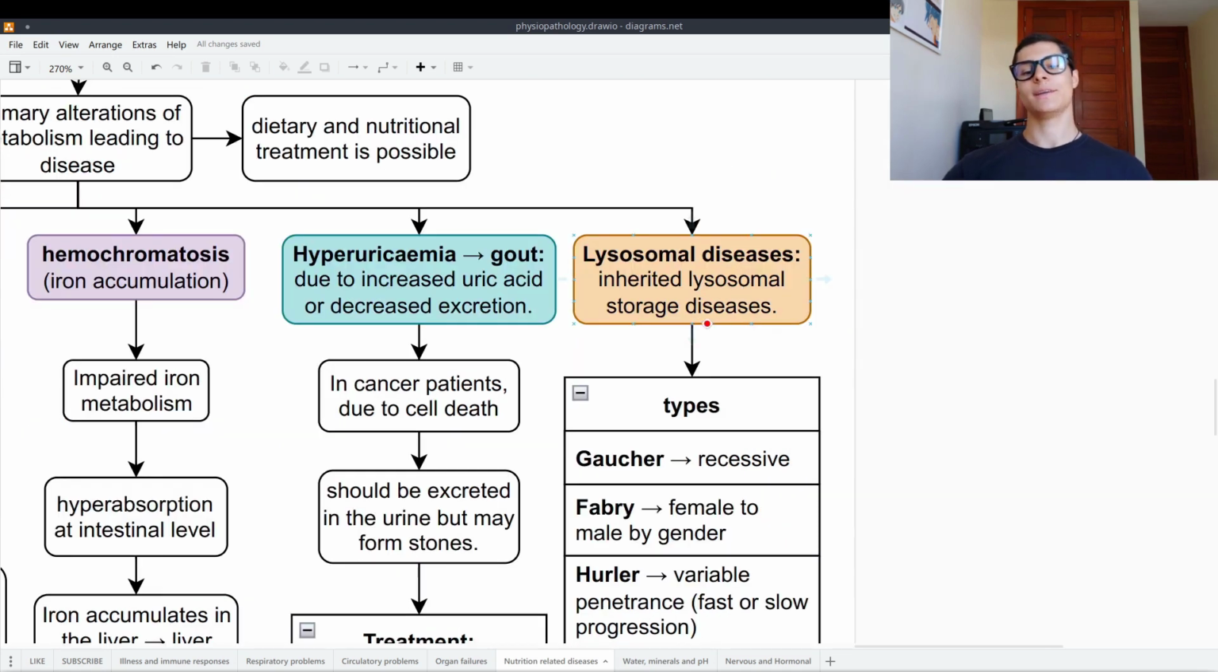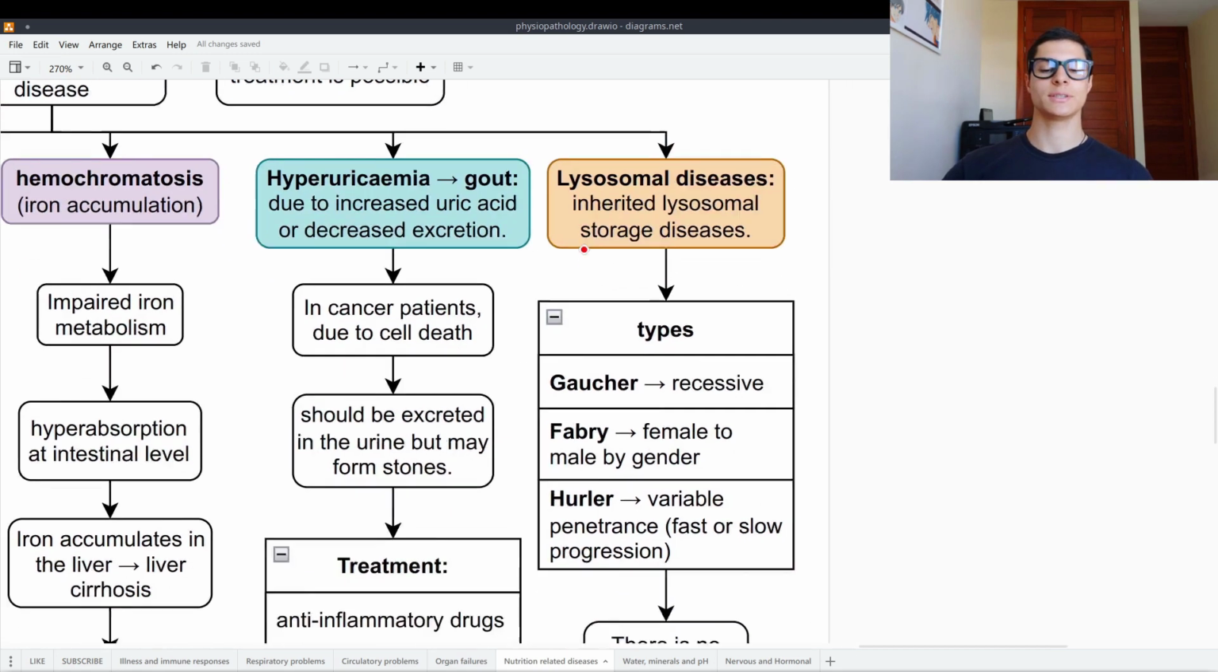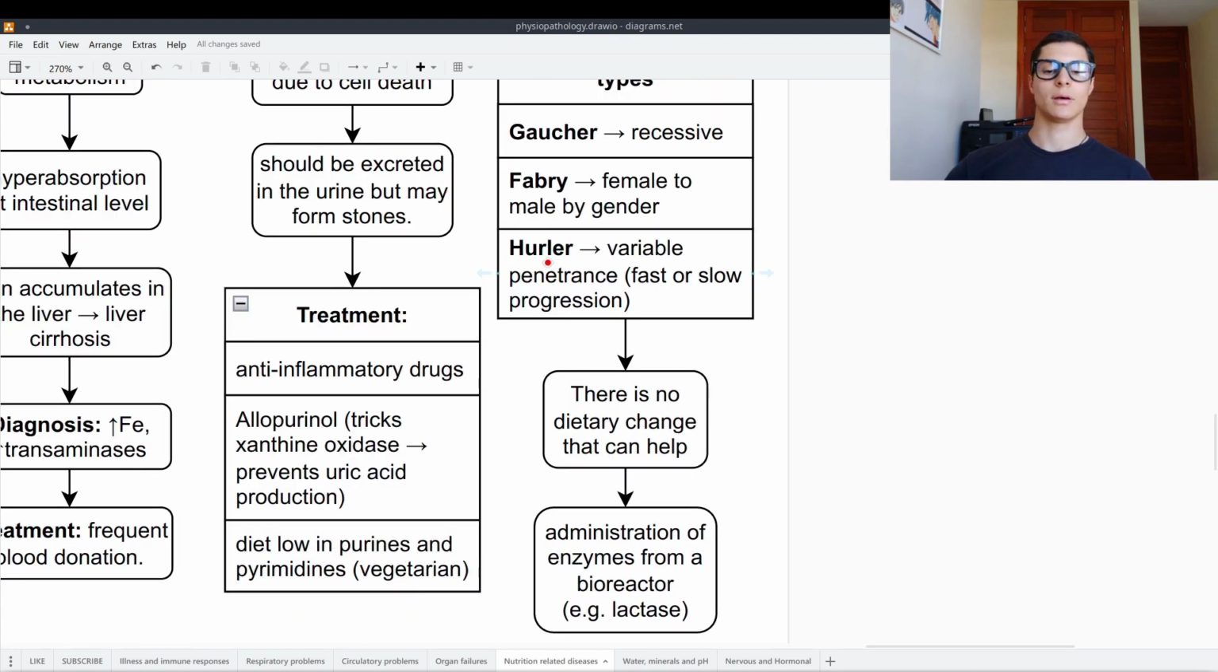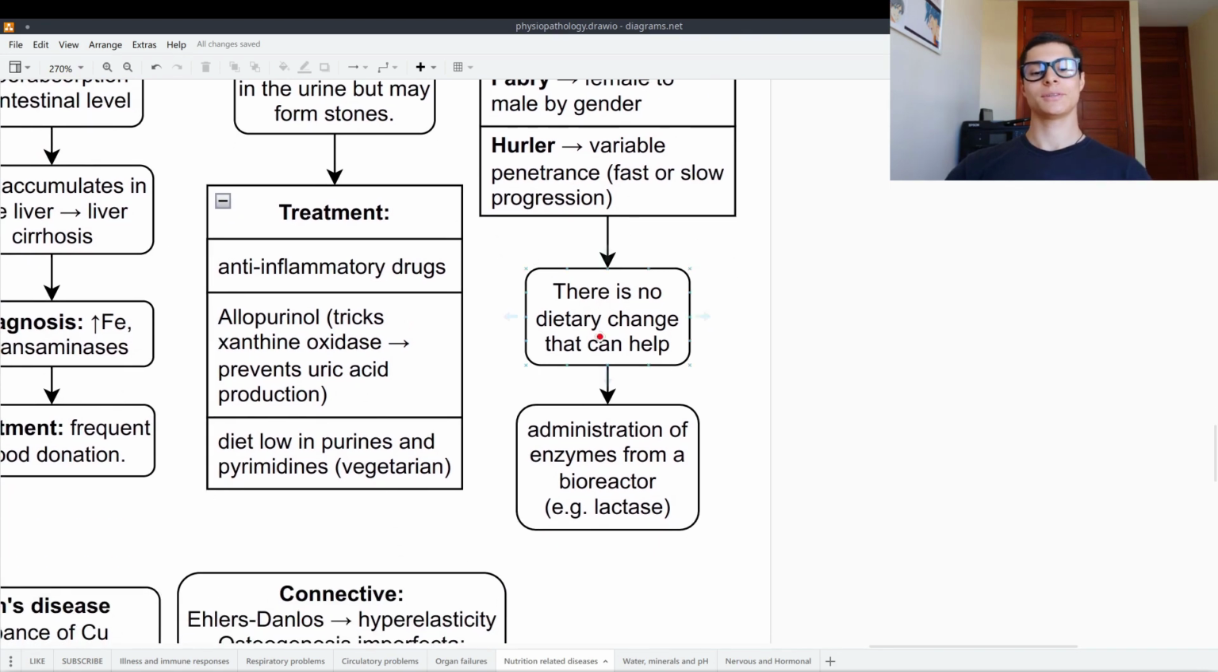Lysosomal diseases, inherited lysosomal storage diseases. Types, we have the Gaucher, which is recessive, the Fabry, which is female to male by gender, and the Hurler, the variable penetrance, fast or slow progression. There is no dietary change that can help, unfortunately.